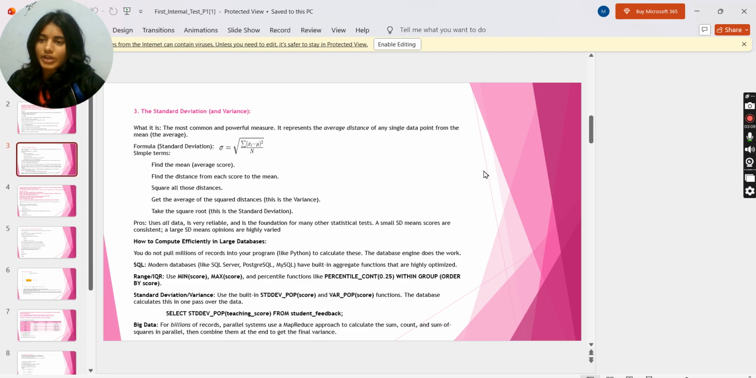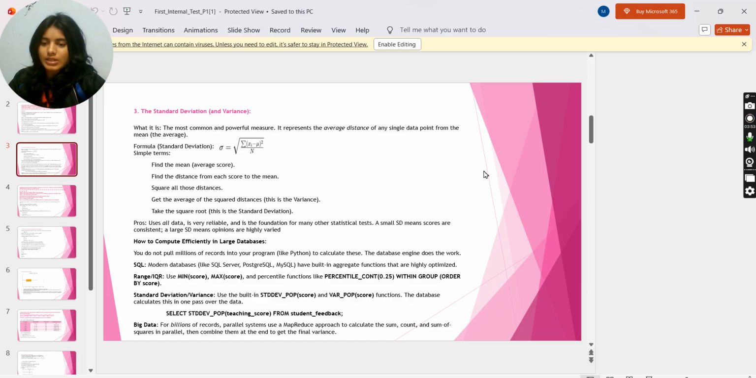How to compute efficiently in a large database? You do not pull millions of records into your program like Python to calculate these. The database engine does the work. SQL databases like SQL Server, PostgreSQL, and MySQL have built-in aggregate functions that are highly optimized. For range or IQR, use the minimum and maximum score and percentile functions like percentile_cont 0.5 within group order by score. For standard deviation or variance, use the built-in STDDEV_POP and VAR_POP functions.